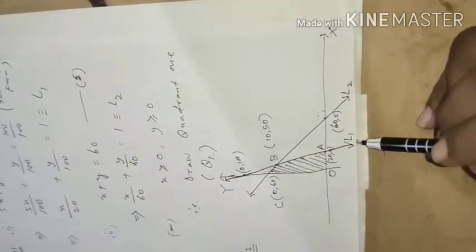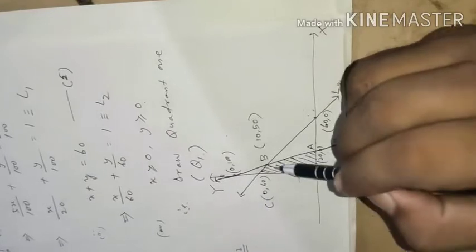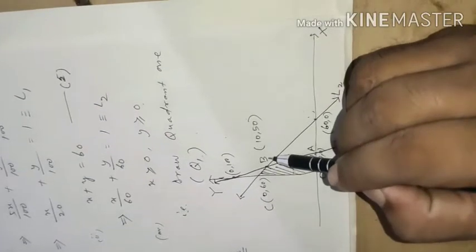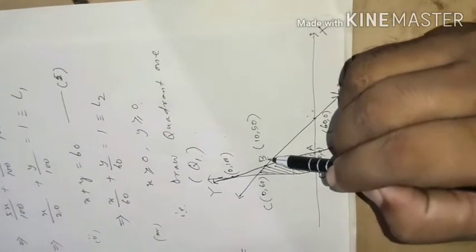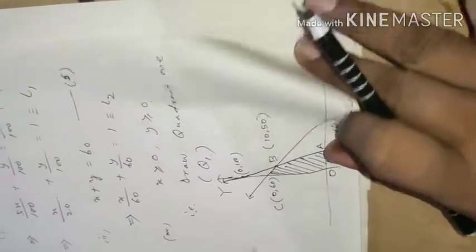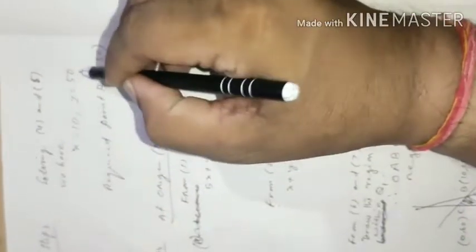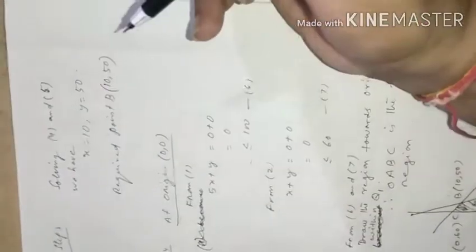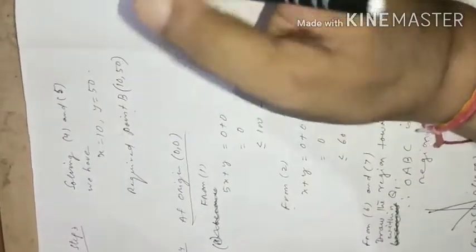The two lines intersect, so one point is here, and we have to find the solution B, that is (10, 50). This is very simple, like in 9th and 10th class, you know how we can solve it. x is equal to 10 and y is equal to 50, and the required point is B = (10, 50).